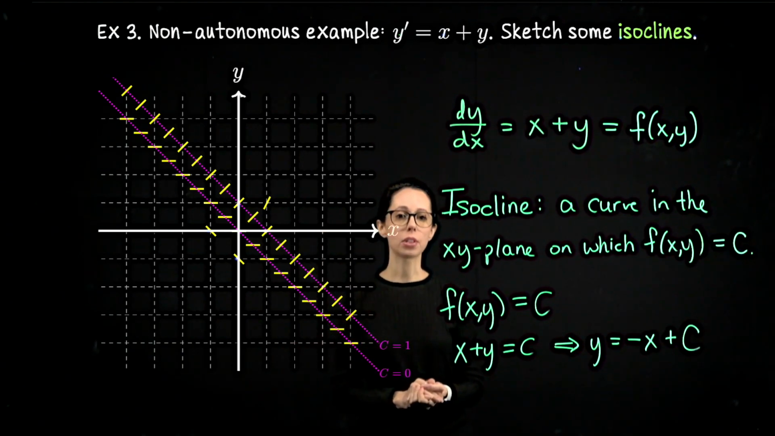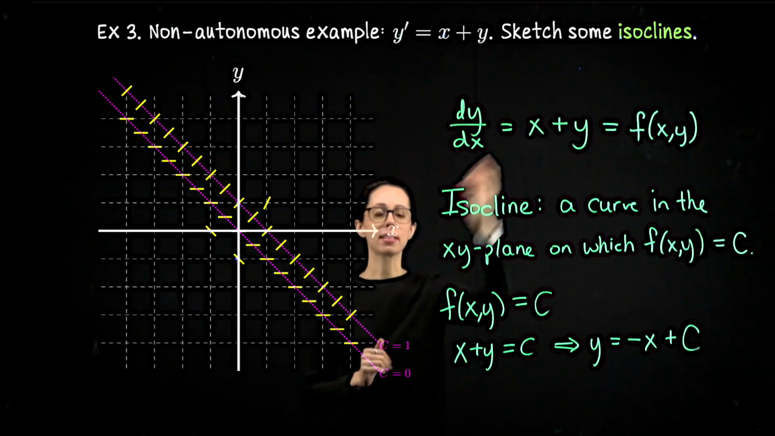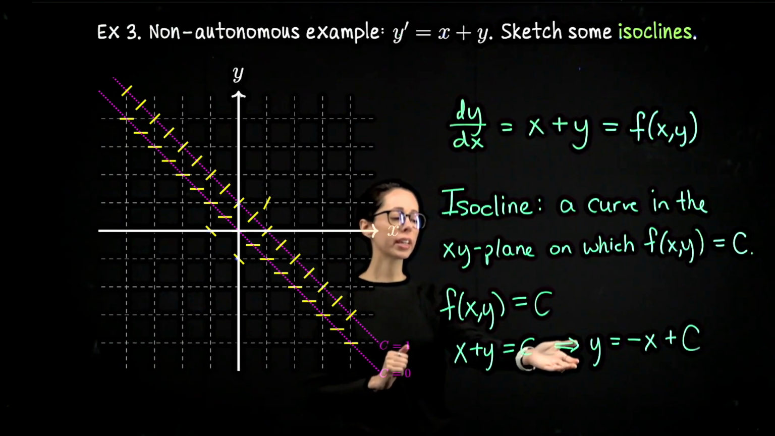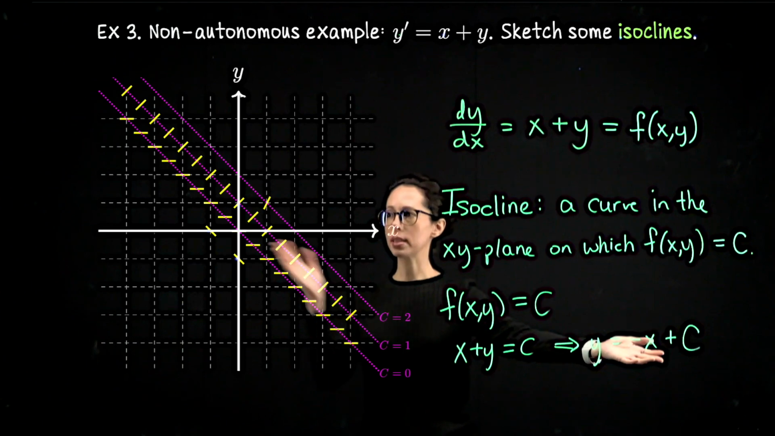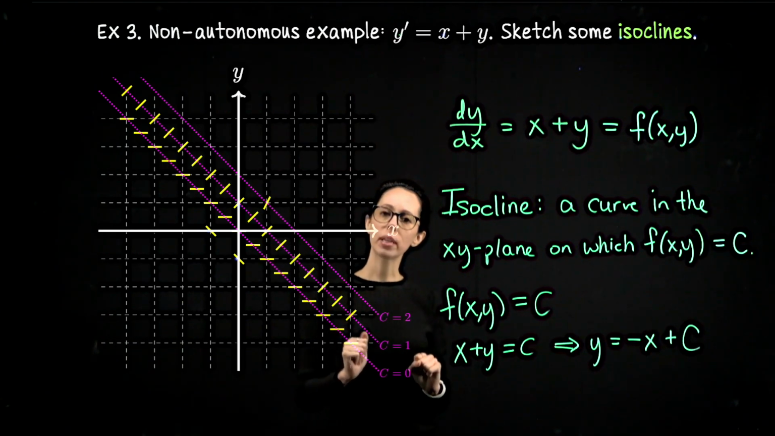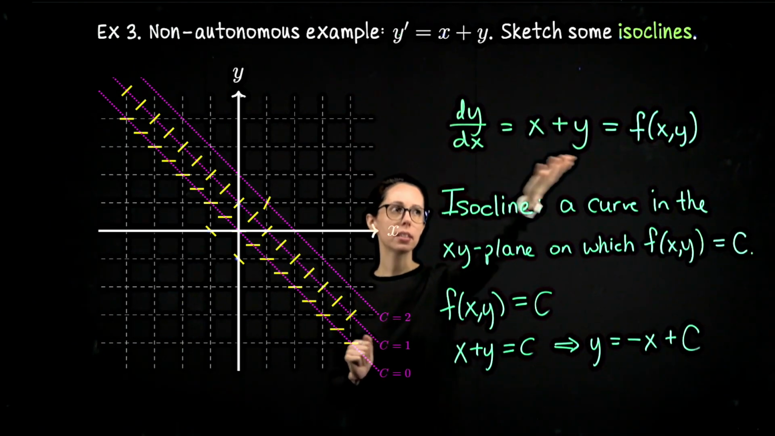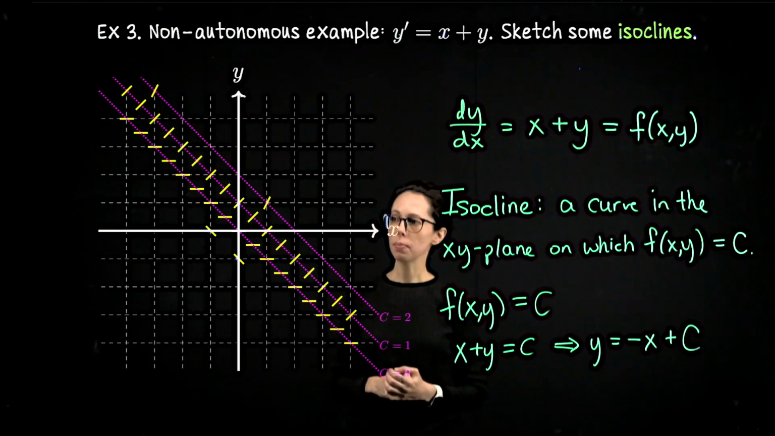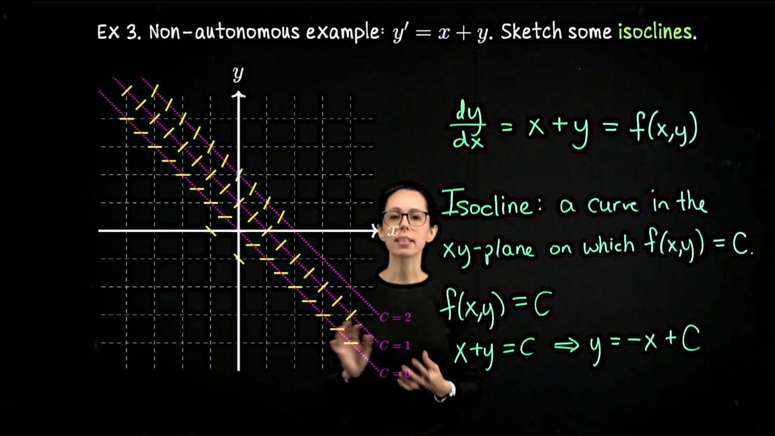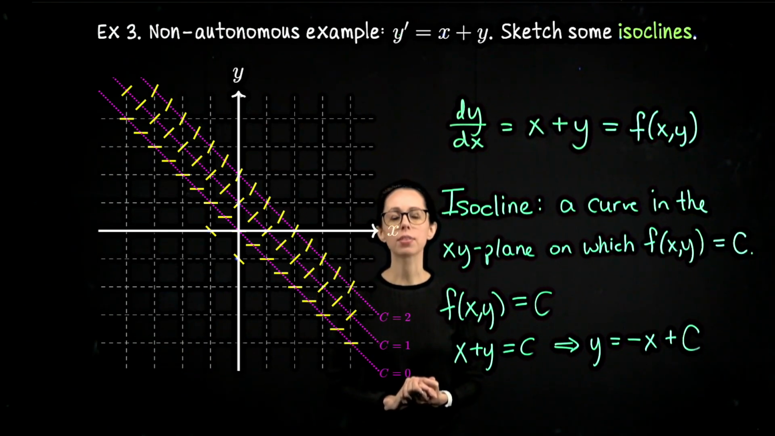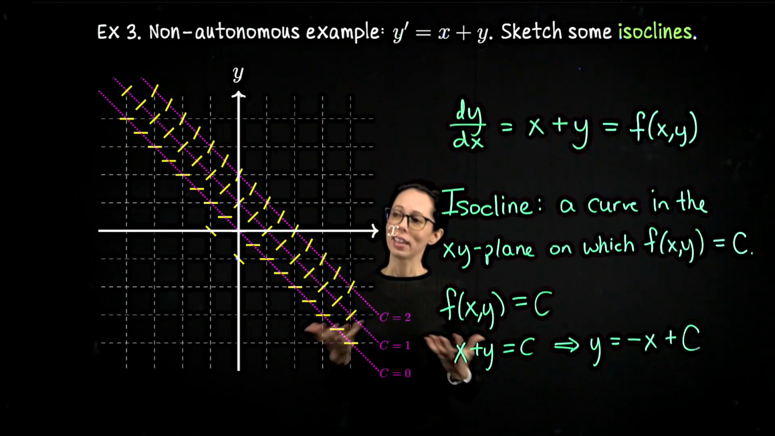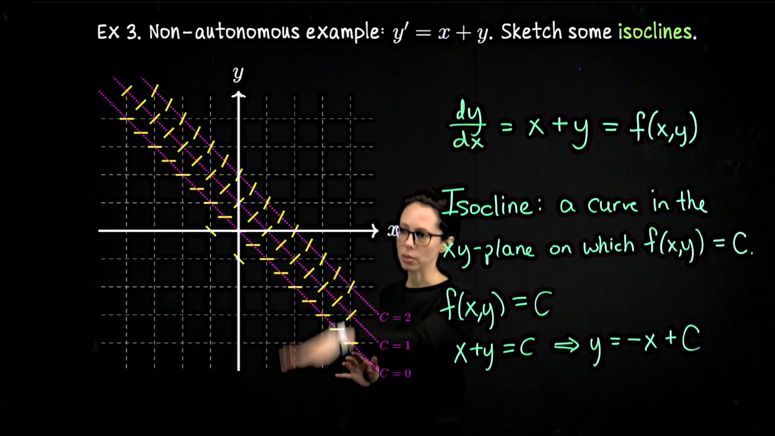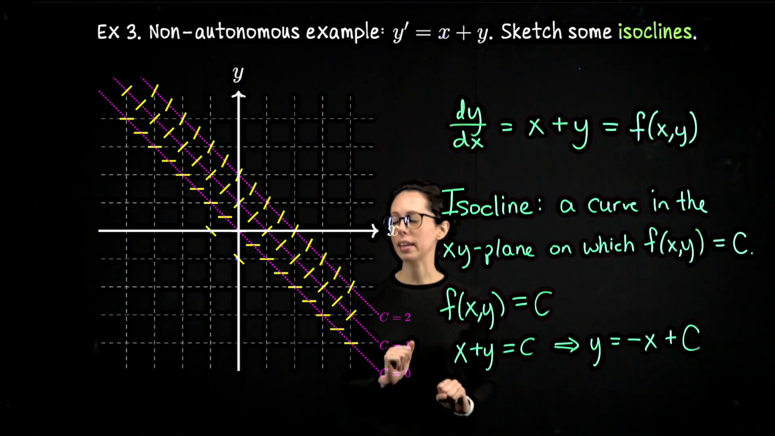Similarly, if we go up to having a right-hand side of 2, then we're looking at the line y equals negative x plus 2. Let's add that. Every point along this line, when plugged into this differential equation, gives us a right-hand side of 2. So for my slope field, I can go through this line now and add some representative line segments, all of which have slope 2.